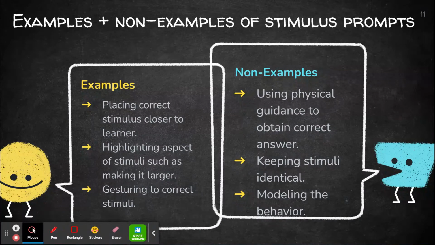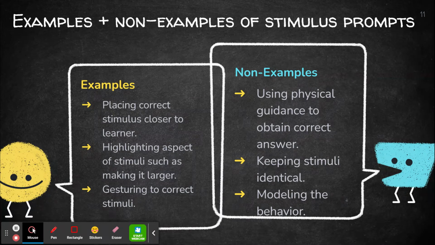Now, some examples and non-examples of these stimulus prompts. Start with the non-examples: using physical guidance to attain the correct answer. That would be maybe like taking their hand and touching the apple that you want them to touch because it's the correct answer. It is not keeping stimuli identical and it's not modeling the behavior. So you're not showing the client the behavior that you want them to do and them doing it.